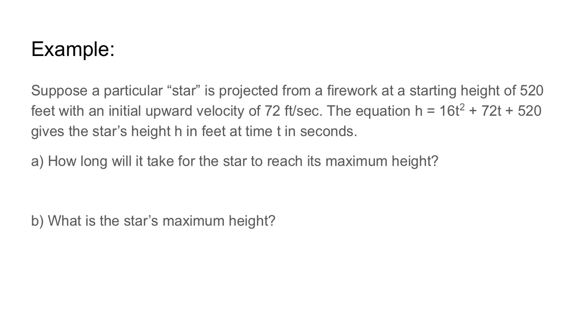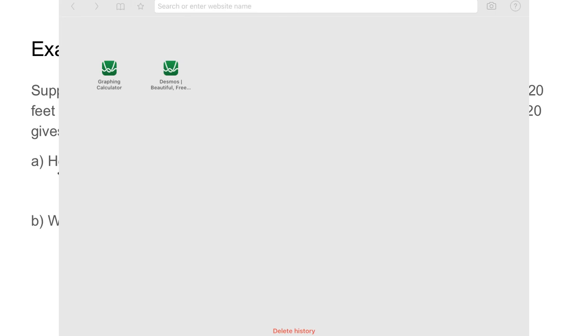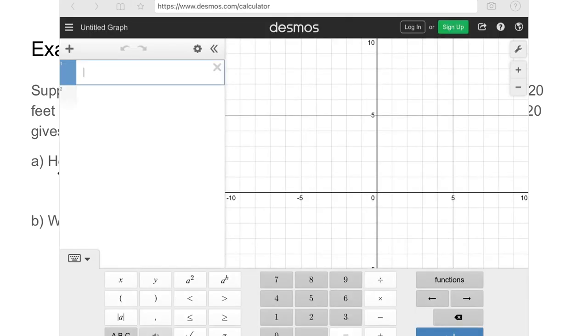How long will it take the star to reach its maximum height? What is the star's maximum height? So we're looking for how long it takes to reach the maximum and what the maximum actually is. So basically, we need a maximum for this. Now, I made a mistake in creating this. This should have been a negative 16t squared. That's my fault. So I just have a little negative in there, and then we're going to pull this up on our Desmos graphing calculator so we can look at it.